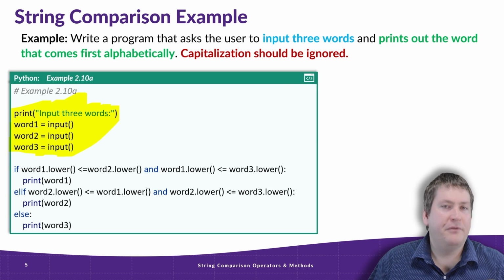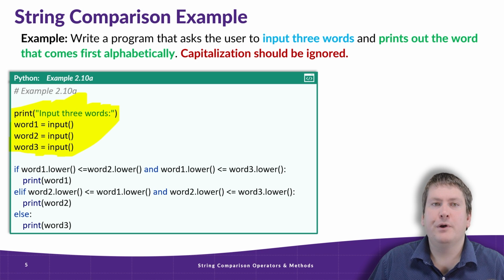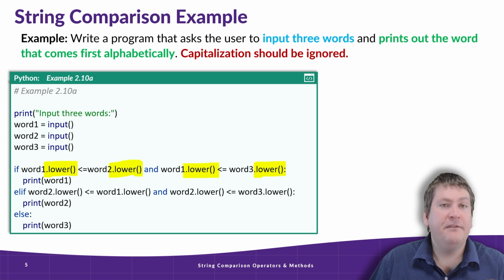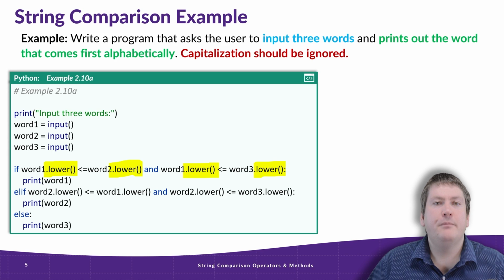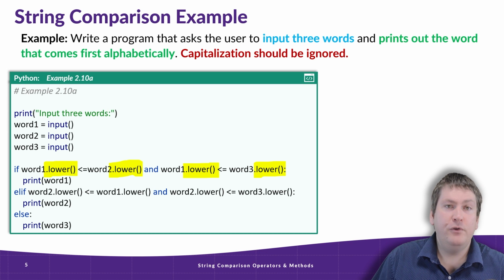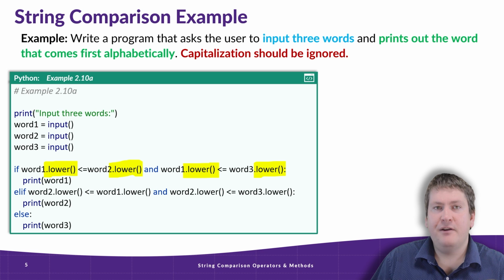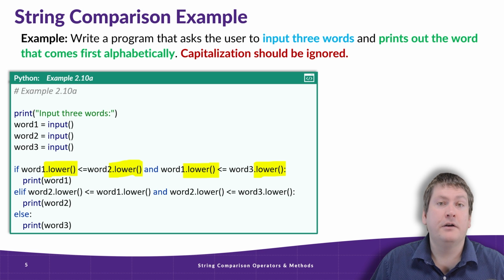So the first bit you should be familiar with by now. This is just asking them to input 3 words and then inputting those 3 words into variables word1, word2, and word3. Next, in our if statement, we are using .lower. We're doing this to ignore capitalization, so we convert everything to lowercase before we do the comparison. Remember, this doesn't actually change the value stored in word1. Instead, it returns a new string that's in all lowercase. So it won't update the value in word1, but for these comparisons, it will compare them as if they were all in lowercase.